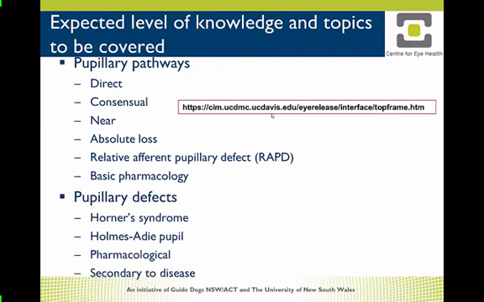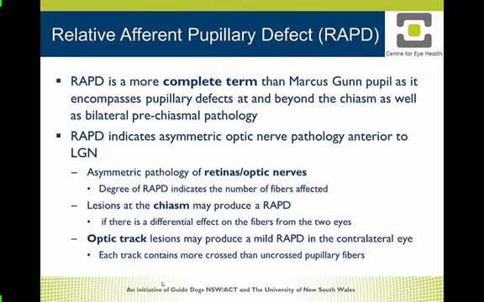So the pupillary defects that are probably most relevant to optometrists is Horner's, relatively rare, but it's absolutely critical to be able to diagnose this. The Holmes-Adie pupil, which is relatively common, you'll see a lot of these in clinical practice. You need to understand the pharmacology. And very importantly, whenever you're dealing with ocular disease that is asymmetrical, there is often a very subtle RAPD that you need to be able to pick up.